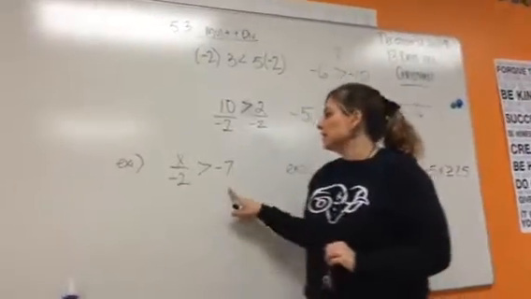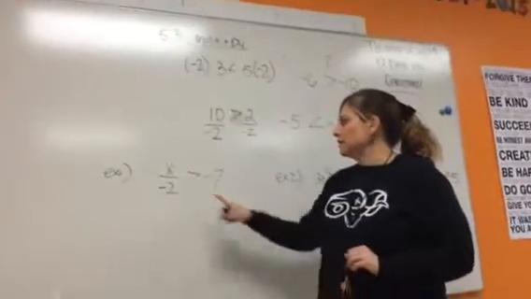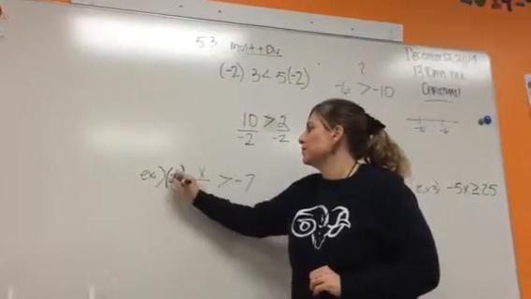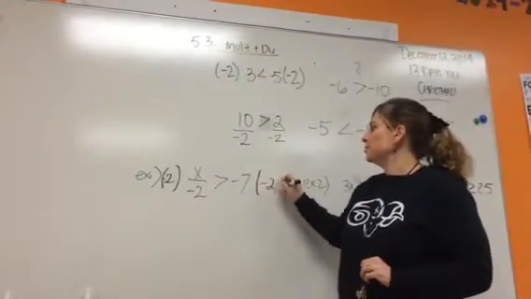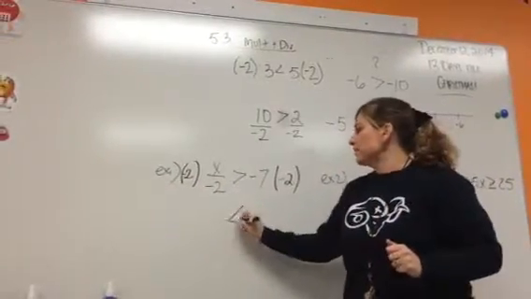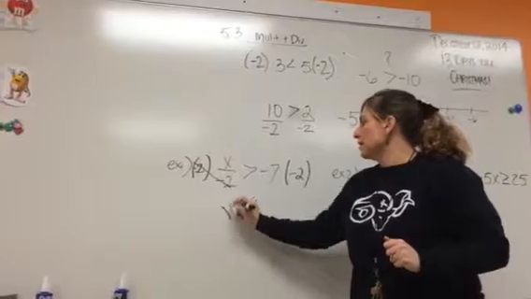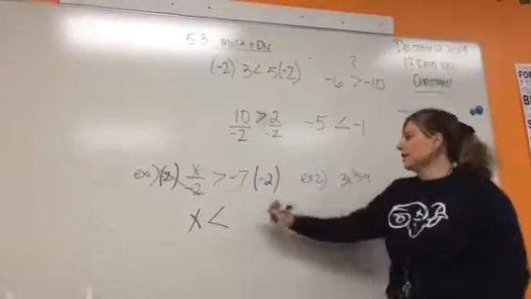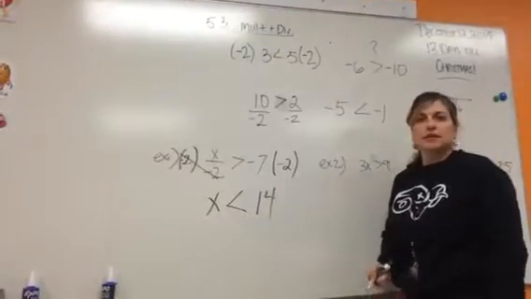So let's take a look at the example. X divided by -2 is greater than -7. What should we do to get rid of the -2? Let's multiply by -2. Oops, we're multiplying by a negative, so we're going to flip the sign, so it's going to be that way. Those are going to cancel. X is greater than what? -7 times -2 is 14. The answer is X is less than 14.